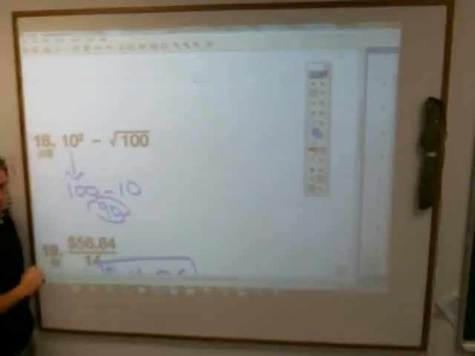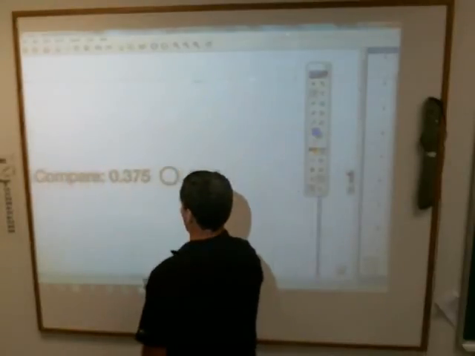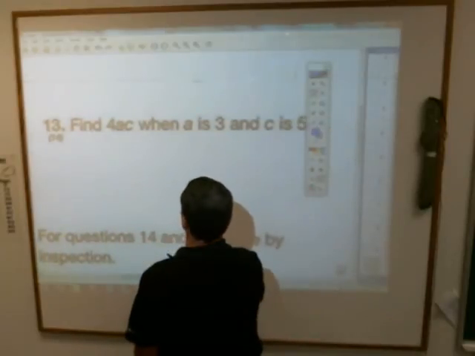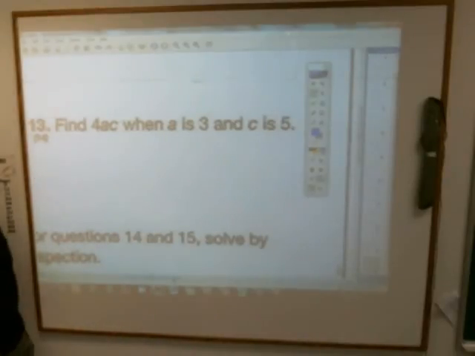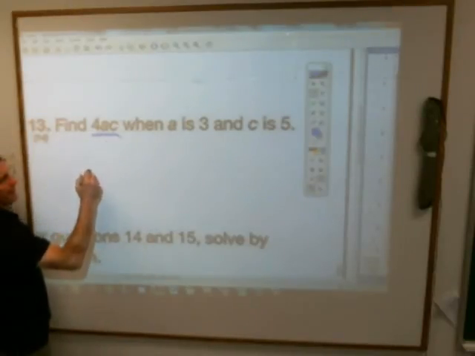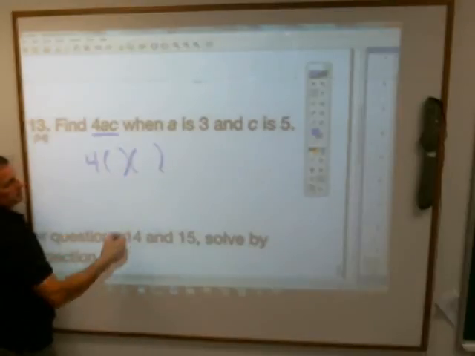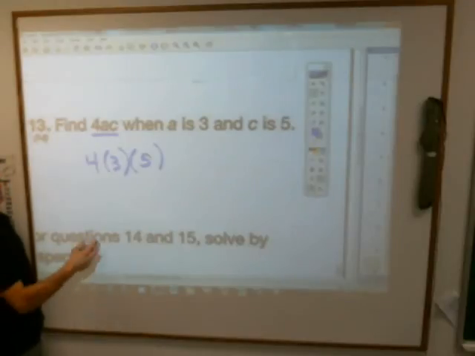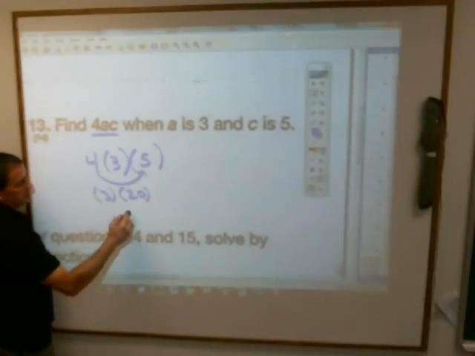Josh? Number 13? I love number 13. Find 4AC. Where most people go wrong is they just put the 3 in for the A and the 5 in for C and think it's 435. That's not what it means. 4 next to A, next to C means you are multiplying 4 times A times C. That's going to be these 3 numbers multiplied together. A is 3, C is 5. You need to multiply. And it doesn't matter the order you multiply, so I'm going to multiply the 4 times the 5 first and get 20. And then multiply that by 3 to get my 60.